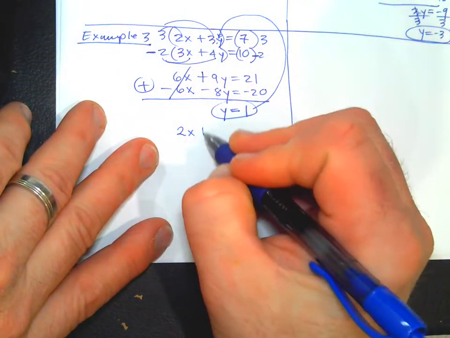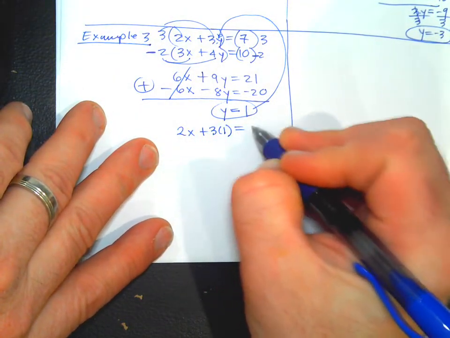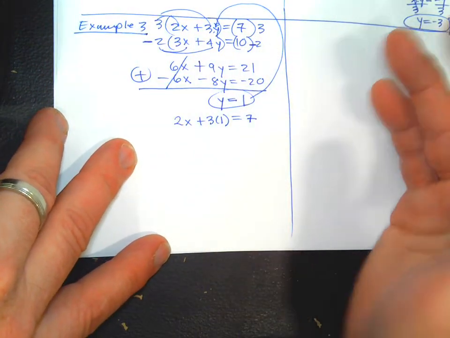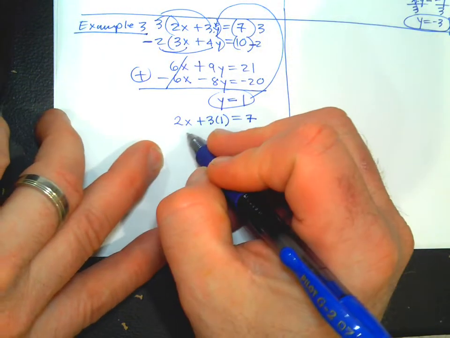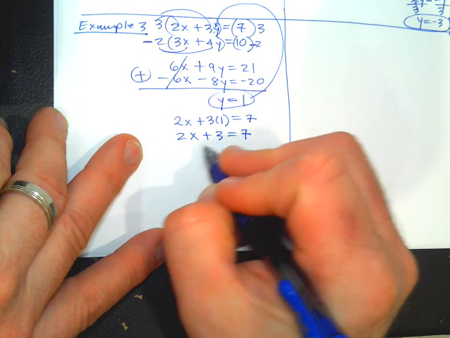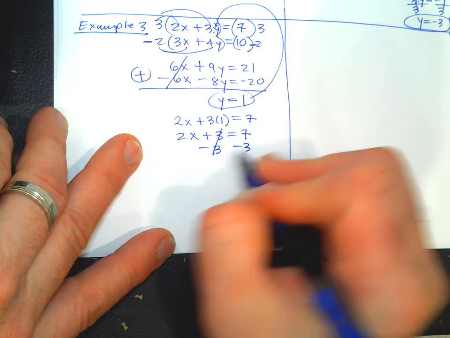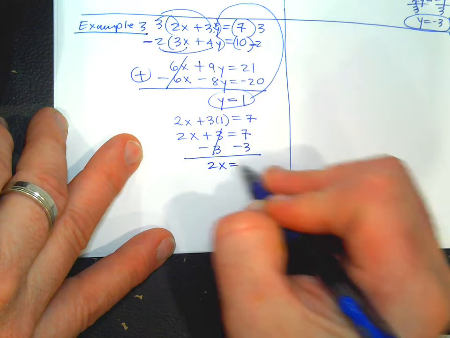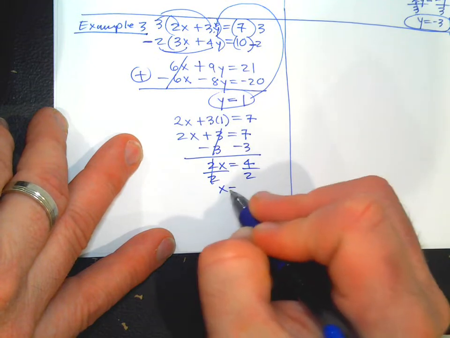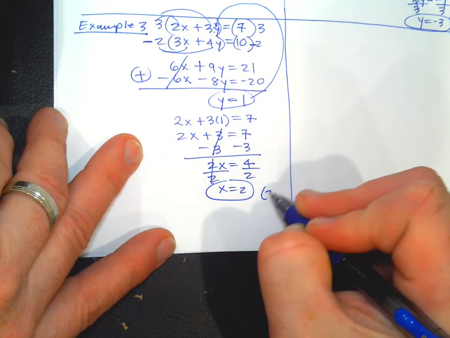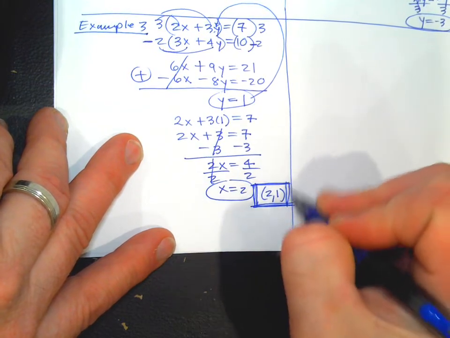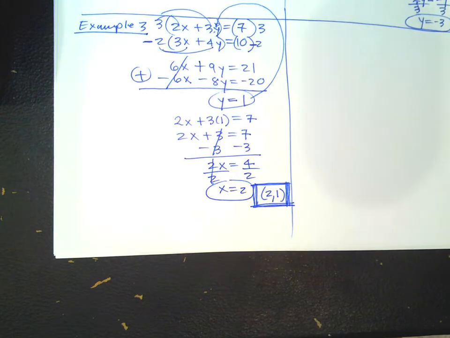So 2x plus 3 times 1 equals 7. And I'm doing it with the version before I multiply the numbers in because, again, it's easier with smaller numbers. So this is going to be 2x plus 3 equals 7. You got to get rid of addition and subtraction first. Subtract 3 from both sides. 2x equals 4. Divide both sides by 2. X equals 2. Final answer, (2, 1) in parentheses. Okay, you can check it.